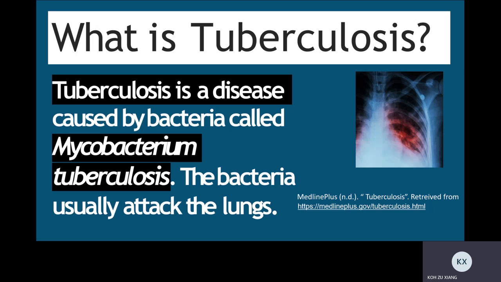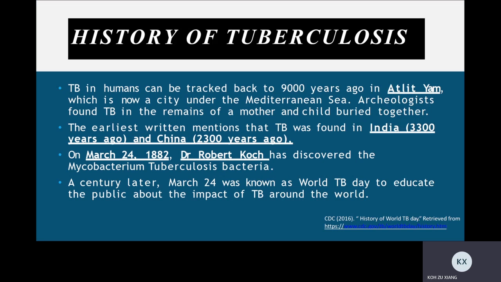The origins of tuberculosis can be traced back 9,000 years ago in Atlit Yam, a city now submerged under the Mediterranean Sea. The trace of tuberculosis was found in the remains of a buried mother and her child. The earliest written mentions of tuberculosis were found in India and in China.